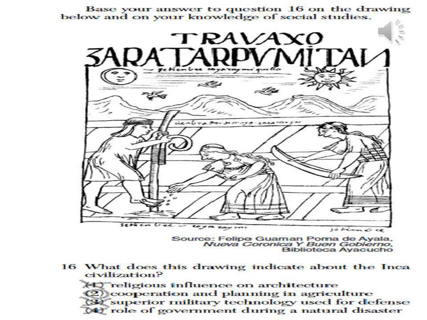Number 3, superior military technology used for defense. This picture does not show anything about military. It does not tell us anything about military. Number 4, role of government during a natural disaster? No. So, easy question, easy answer. Let's move on.